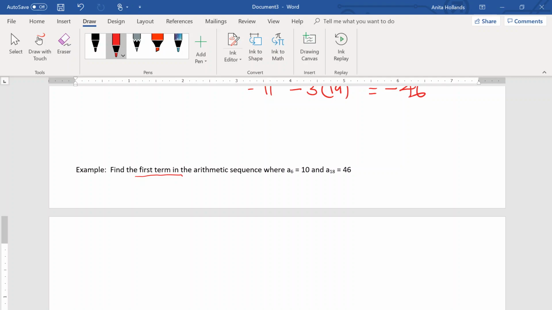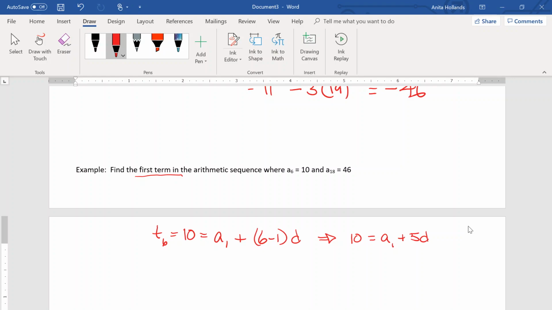rewrite these terms in terms of t sub n. So we know that t sub 6 is equal to, in this case, 10, and that is equal to our first term plus n minus 1, so 6 minus 1, times our value for d, and we don't know that yet. So this becomes 10 is equal to a1 plus 5d.